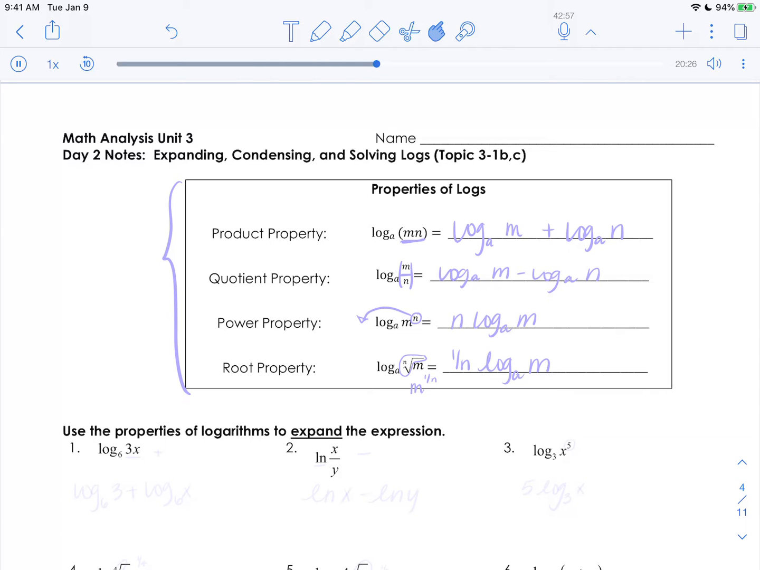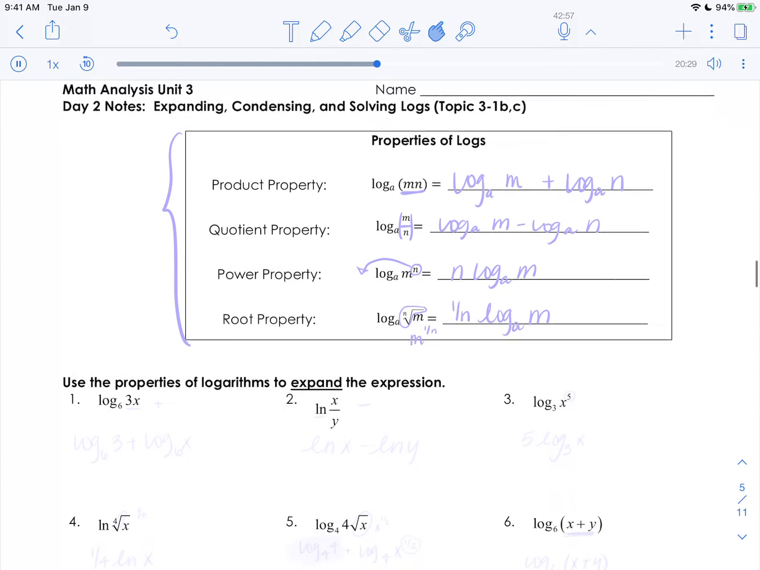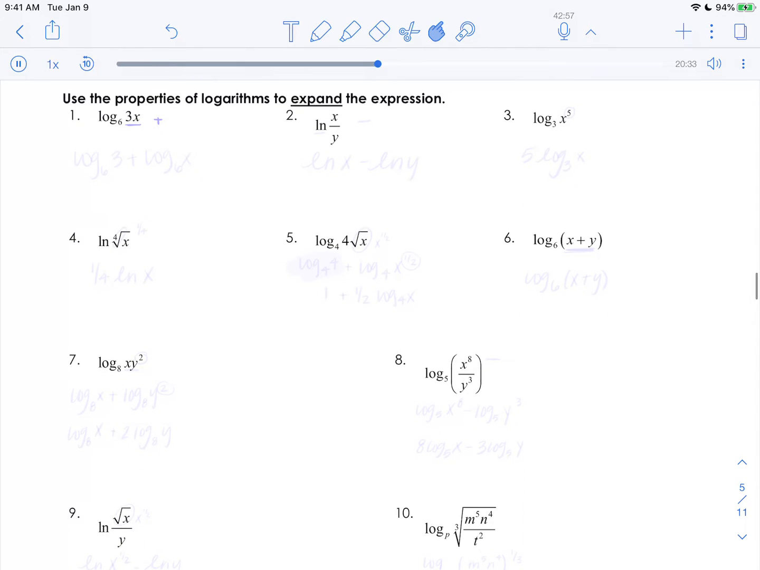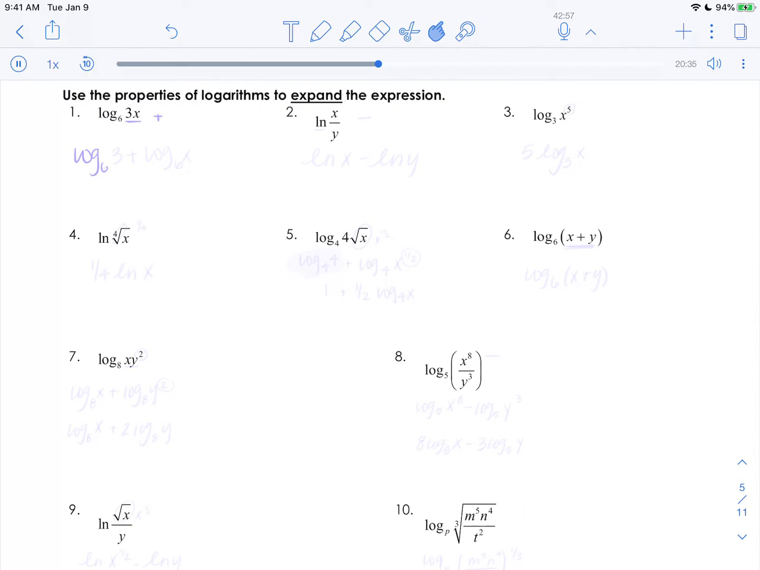All right, so for number one, we see that we're multiplying two things, so we're going to break them up using addition, and this will become log base 6 of 3 plus log base 6 of x.